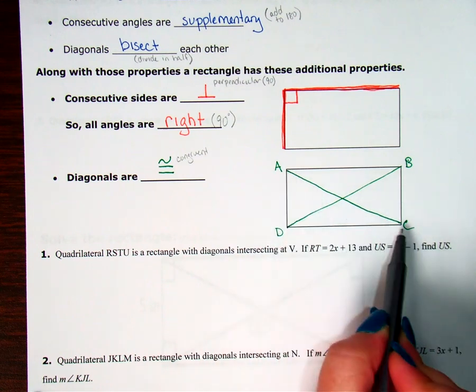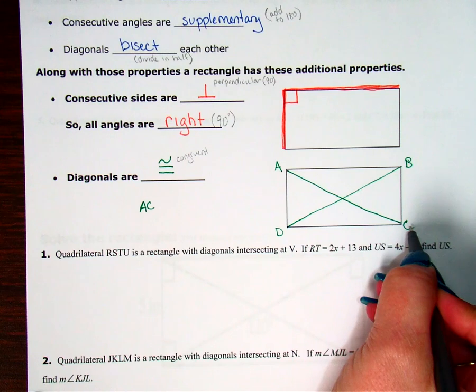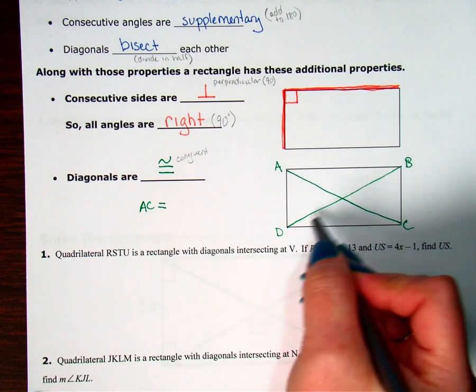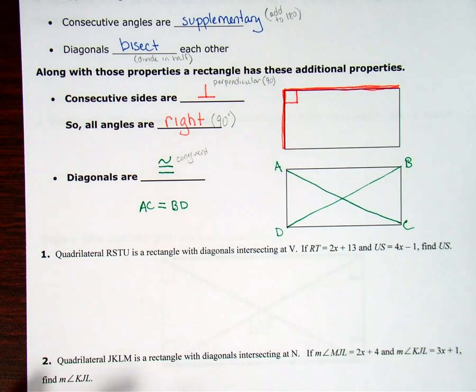So A, B, C, D. My diagonals are congruent, so that means AC, all the way from A across to the corner C, is going to be equal to BD.